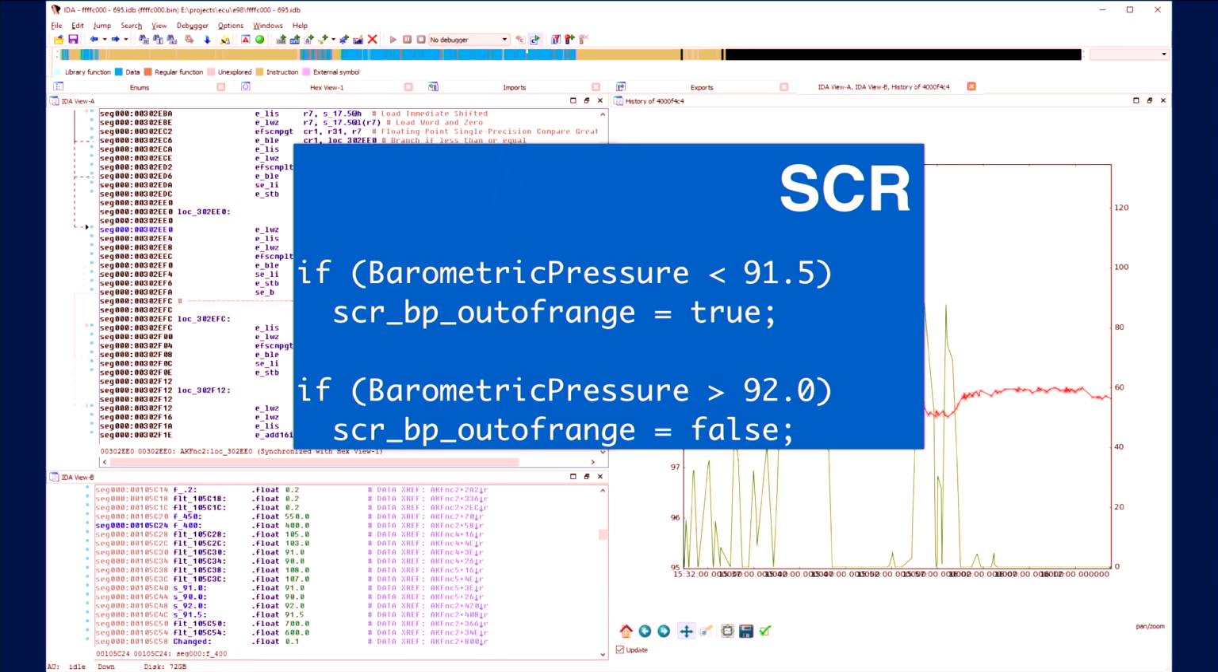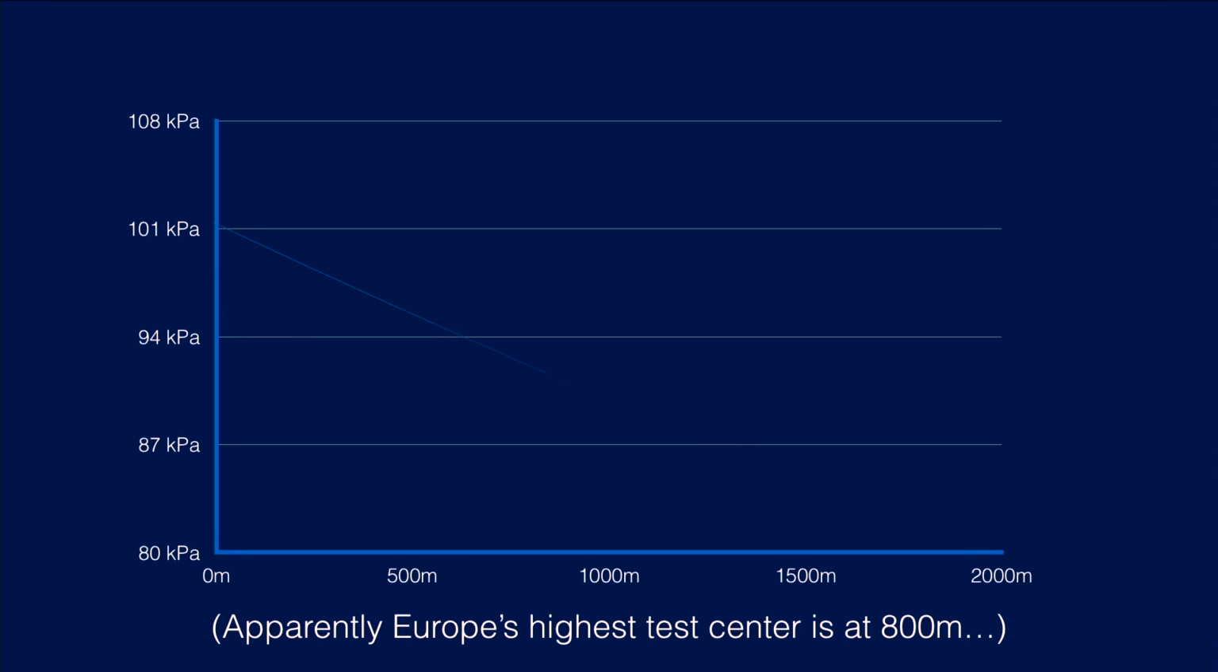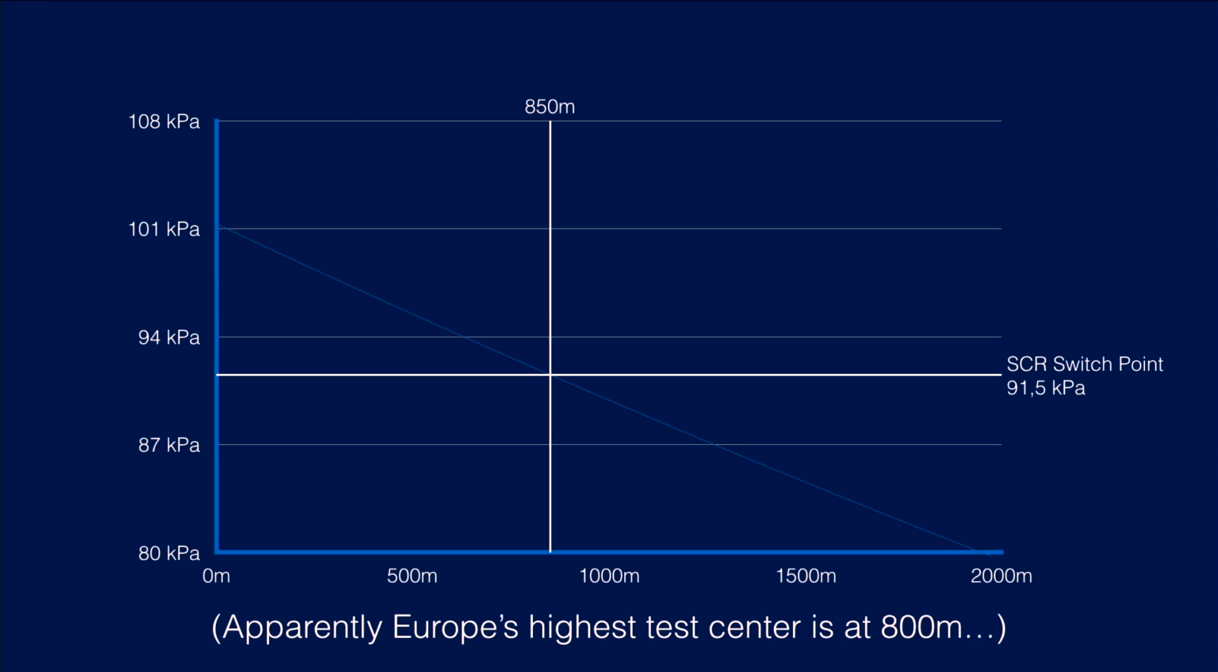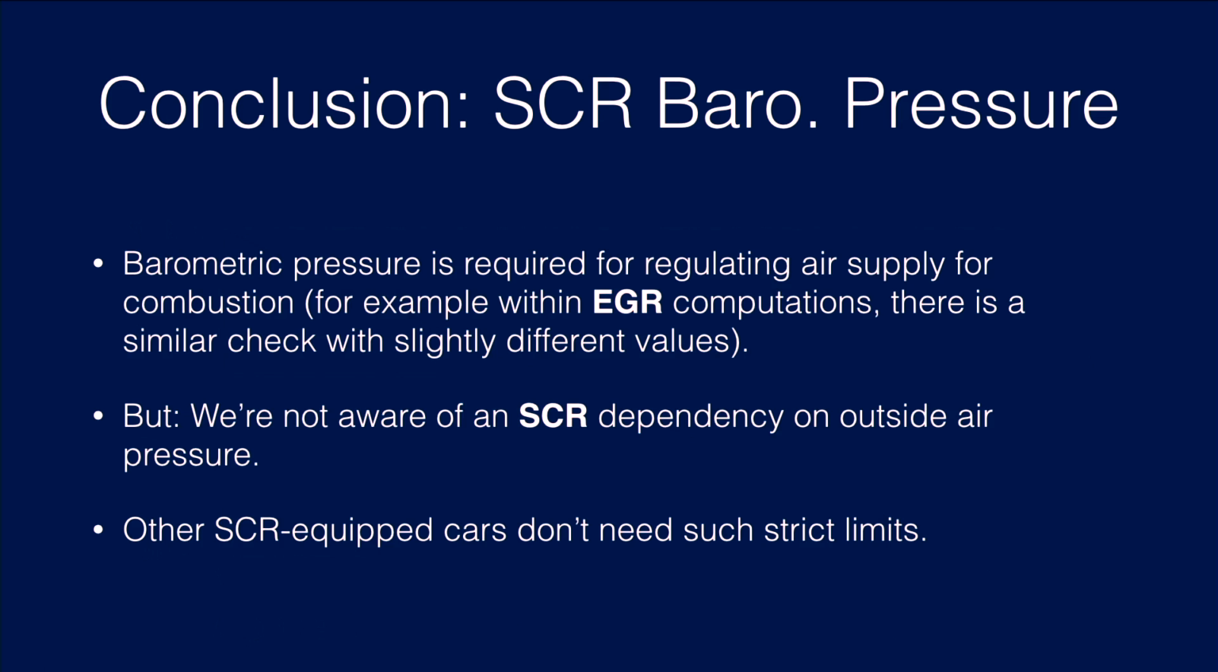Okay, we continue to look. We found something here that looks like this. There's a barometric pressure sensor that senses the pressure of the air and compares it with a value. And if we look at how pressure is related to height, we see that what they check with is 91.5 kilopascal, which corresponds to 850 meters, and apparently Europe's highest test center is at 800 meters, which may be a coincidence or not. But above that point, they reduce the SCR system as well.